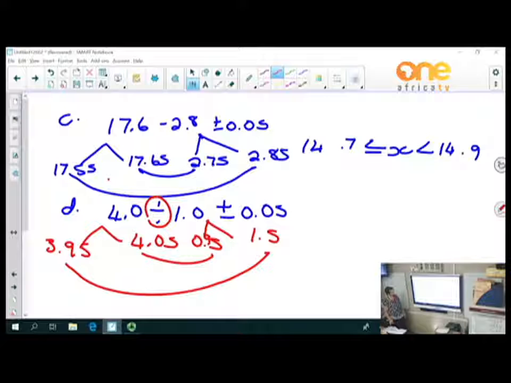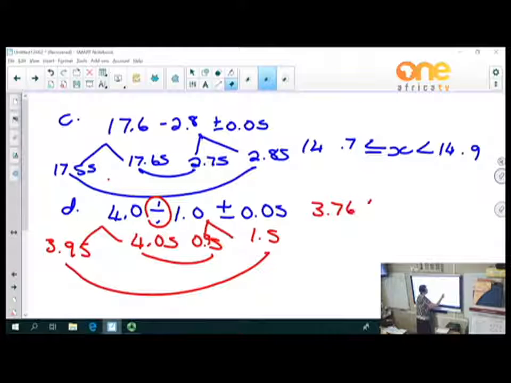Right, what is your lower bound? Lower, upper, upper, lower. But what is the lower one? 3.76 is less than or equal to x, which is less than 4.26. Do you agree?